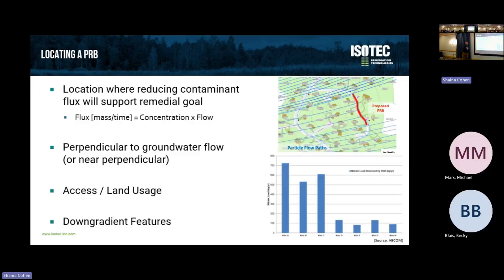If you have a shorter PRB, it's much more important to be perpendicular to groundwater compared to a longer PRB. So if you have a longer PRB, the groundwater flow path is going to flow through that somewhere. But if you have a shorter PRB, you have a higher likelihood that your higher concentrations may actually flow around it or just not be located in order to capture them. And with some of these, access and land usage is really important.